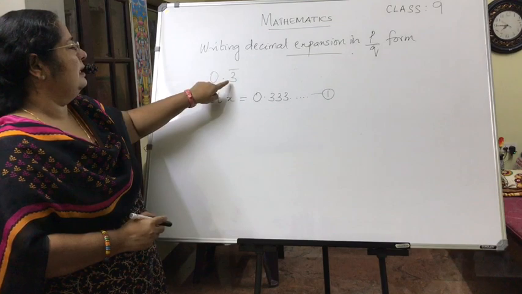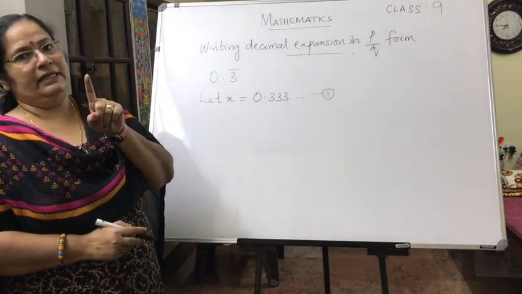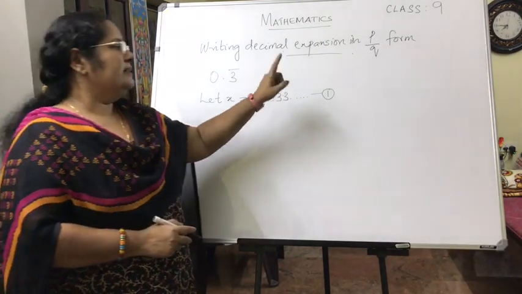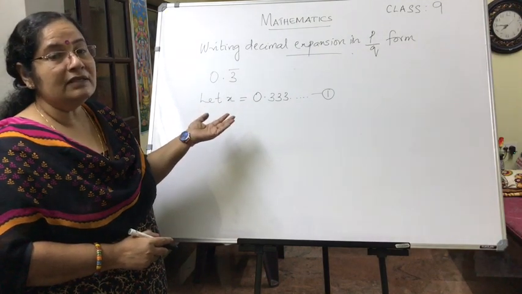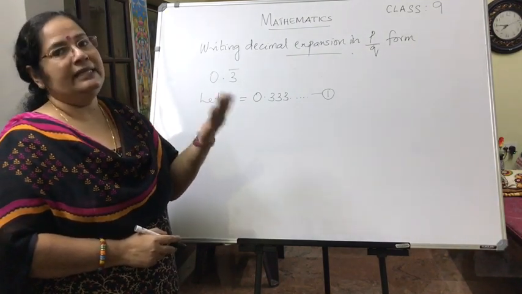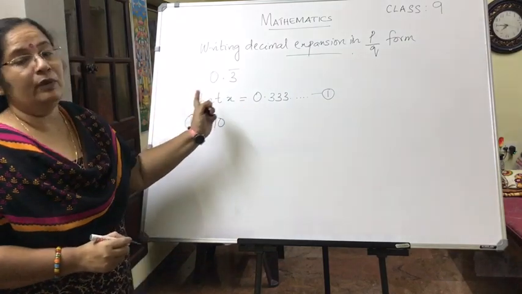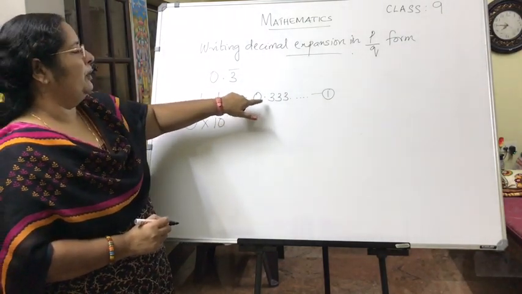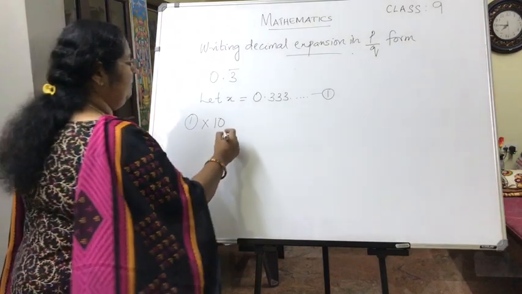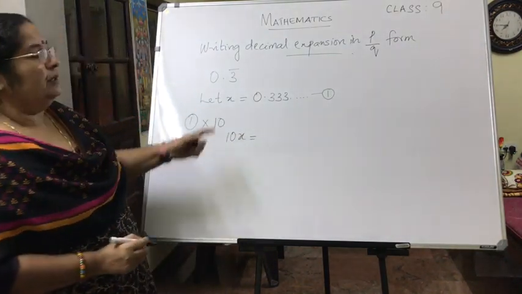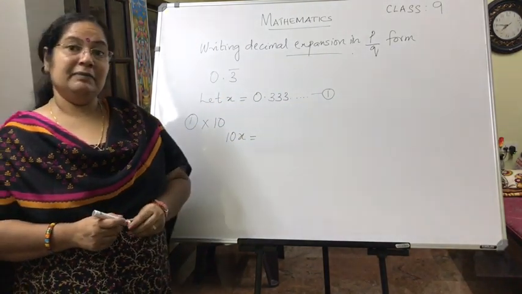Now look at this. How many digits are being repeated here? Only one digit is being repeated. So you are going to multiply equation 1 with 10. You are multiplying with 10 because there is only one digit repeating itself. So multiplying equation 1 with 10, both sides you will have to multiply. So here x equals 0.3333. When you multiply with 10 on both sides, what does this become? 10 into x will become 10x equal to 0.333333 into 10.